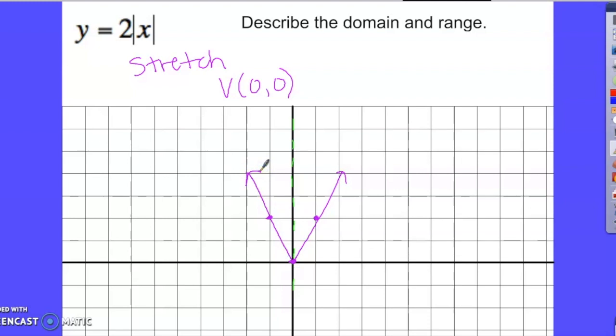And then we make our V shape. For our domain and range, domain again should be all reals. Range, we're looking at that low point since it's still open up. So our domain, we're going to have all reals. Range is going to be y is greater than or equal to 0, because our graph is not going to go below the x-axis.